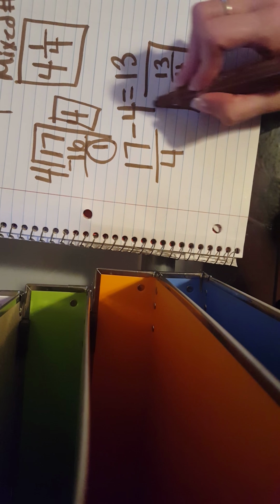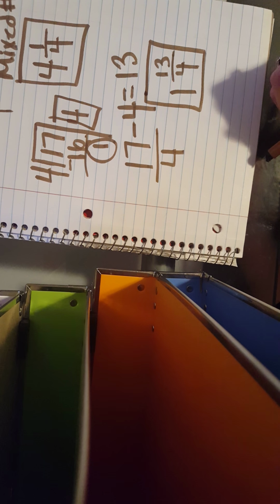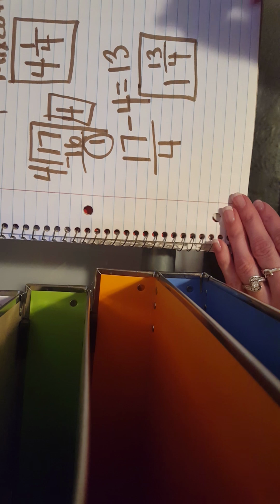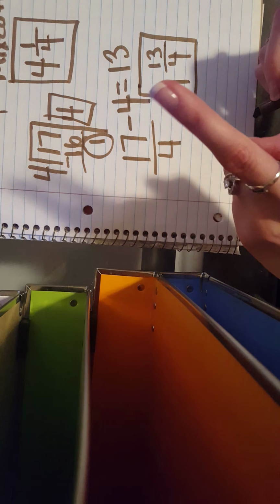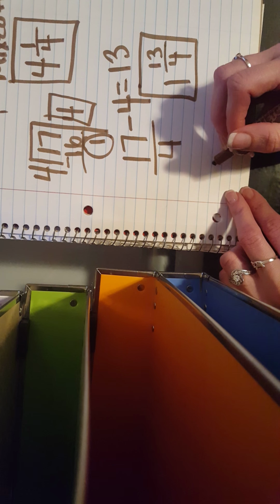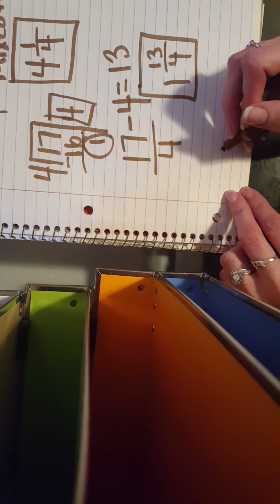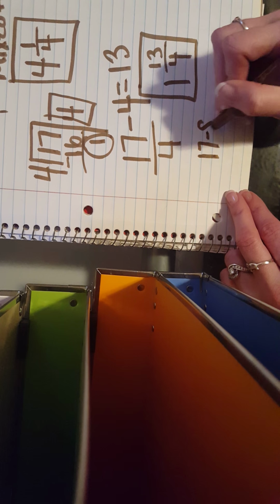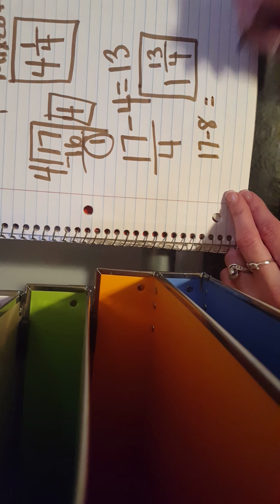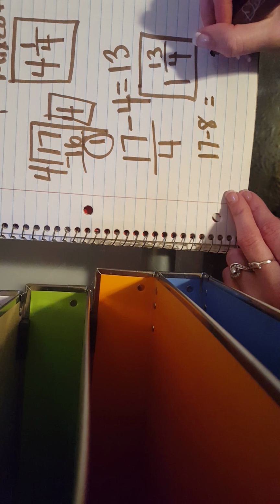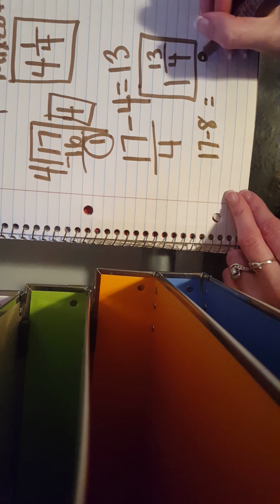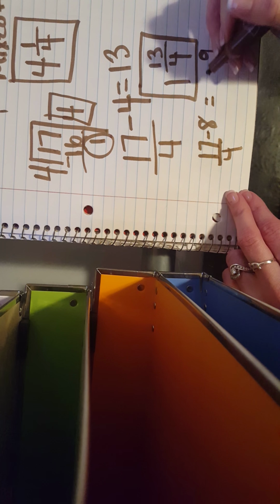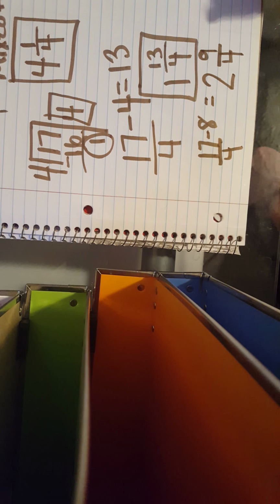That's one equivalent fraction. You could also take 2 pairs of 4s out of that. So 4 can go into 17 2 times. I know that 4 times 2 is 8. So I'm going to do 17 minus 8, and 17 minus 8 is 9. And we keep our denominator. My whole number is 2.